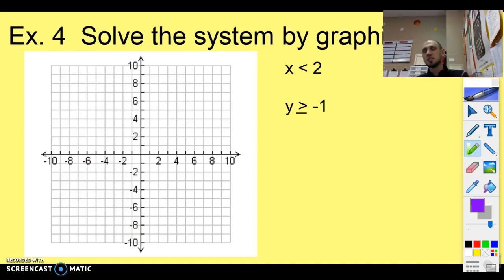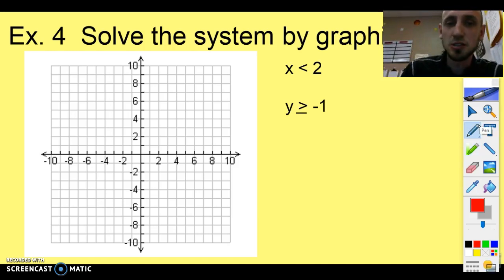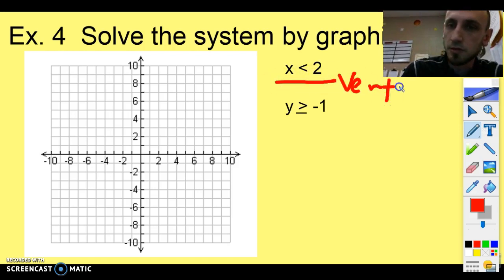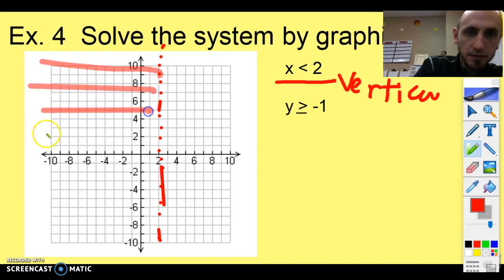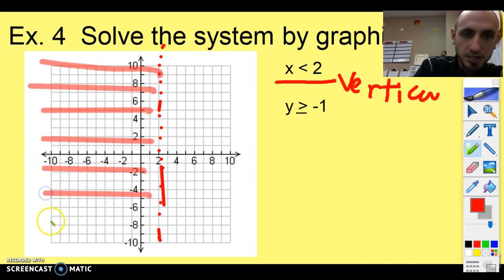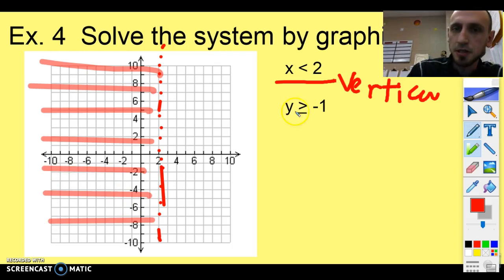This is the easiest, hardest thing. We did something very similar to it yesterday. Okay, x is less than 2, so that's what type of line? Vertical. So I'm going to now draw a dotted line. And it's going to be shading to the left. Maybe I'll just do it like this. Then I'm going to do y is greater than or equal to -1.